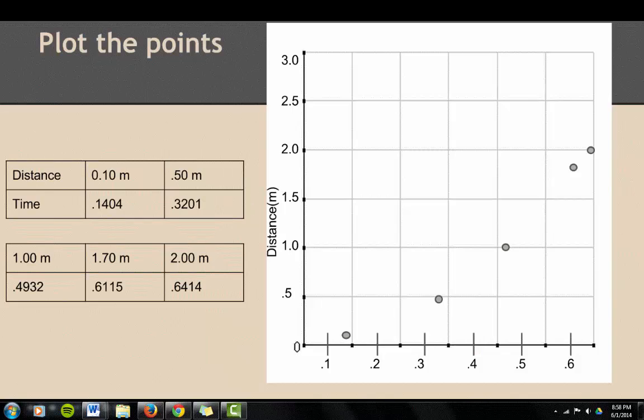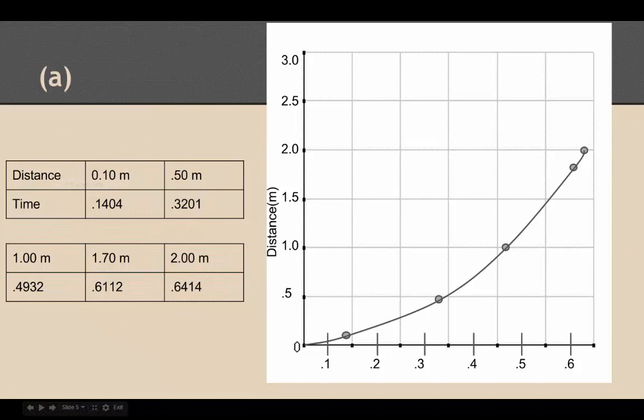So it's already graphed for you if you're using the yellow worksheet, but this is what you get when you plot the points you get from the experiment. For part A, it asks you to sketch a smooth curve that best represents a student's data, and this is what it looks like.